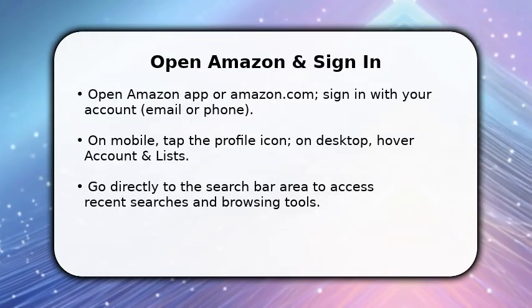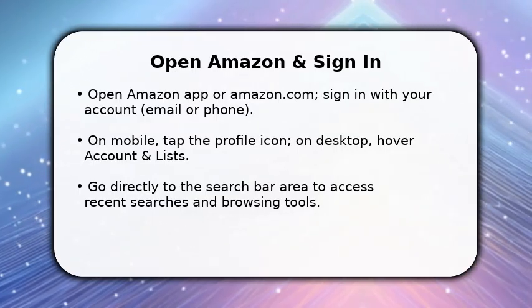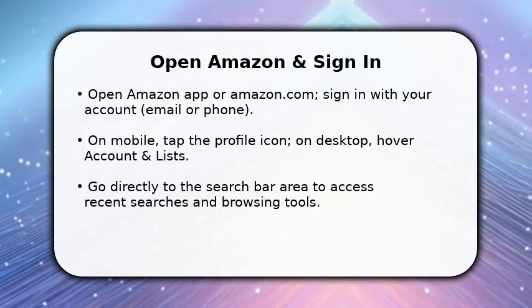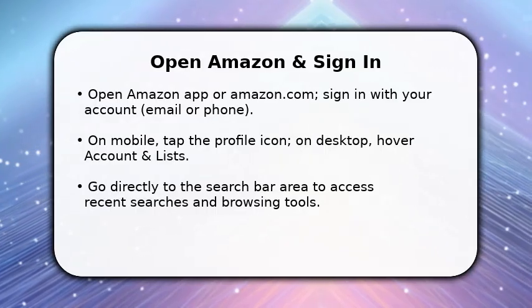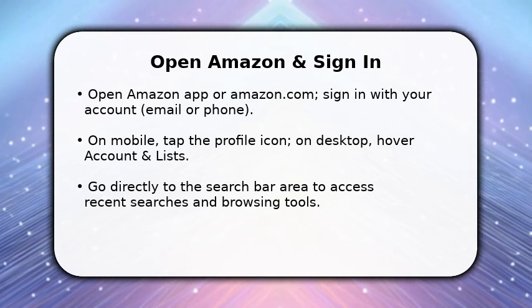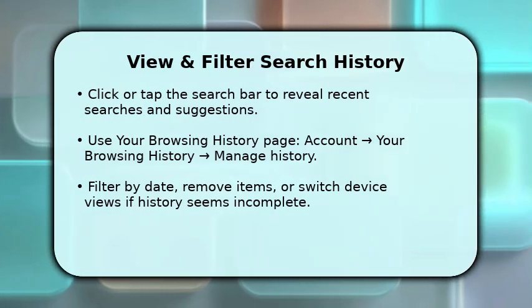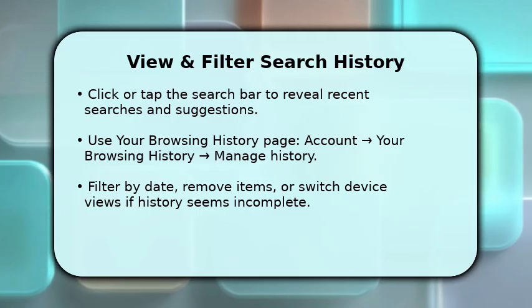Amazon surfaces recent searches and shortcuts there. This first step is essential because Amazon stores history per account and device. Confirming you're signed in prevents confusion between guest data and your saved history. Once you've opened the search bar, you'll see a list of recent queries and suggested items tied to your account.